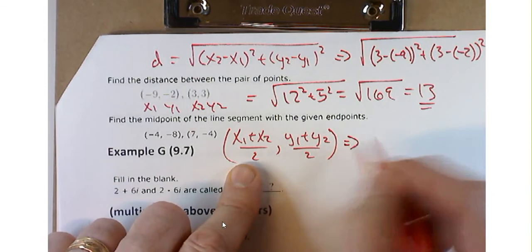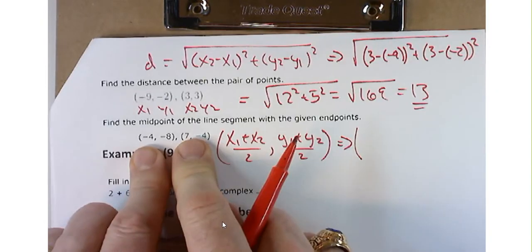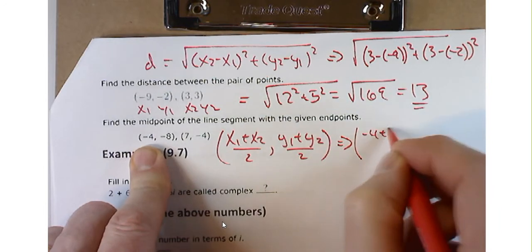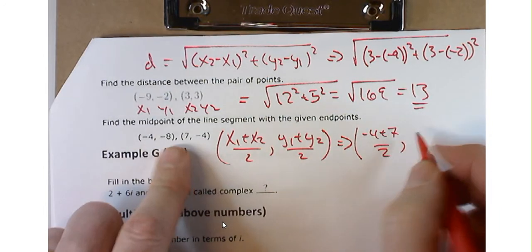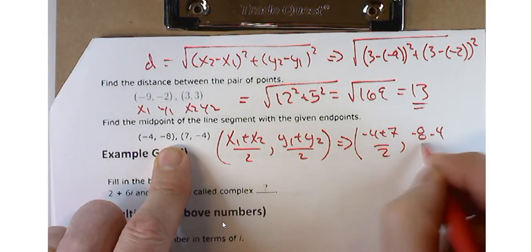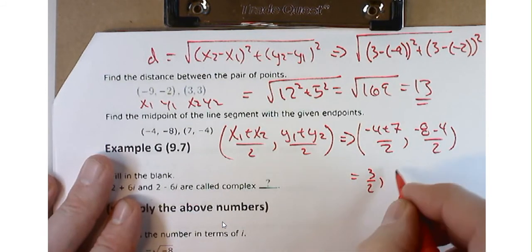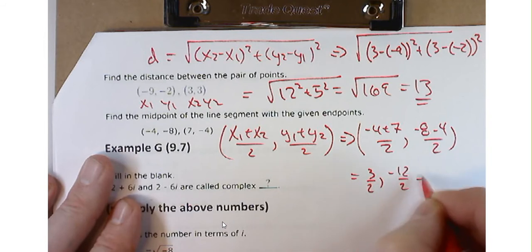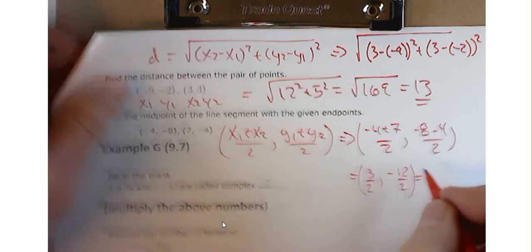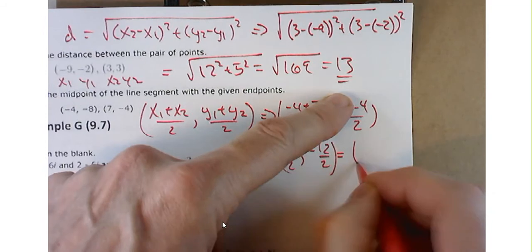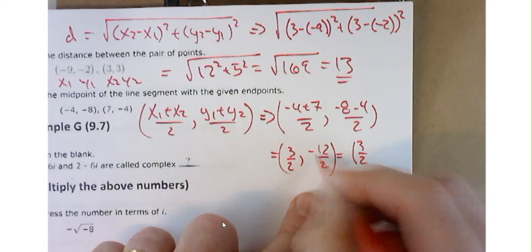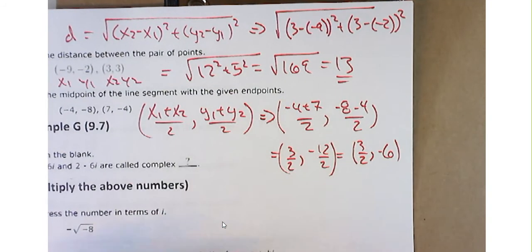But in this example, you want to average the x coordinates, so negative 4 plus 7 over 2, and negative 8 minus 4 over 2, which would be 3 over 2, negative 12 over 2. It's okay to leave it as an improper fraction, but this one I would appreciate if you simplify it as negative 6. Done.